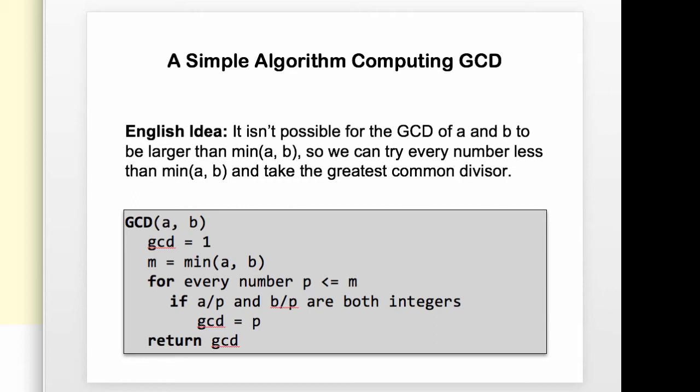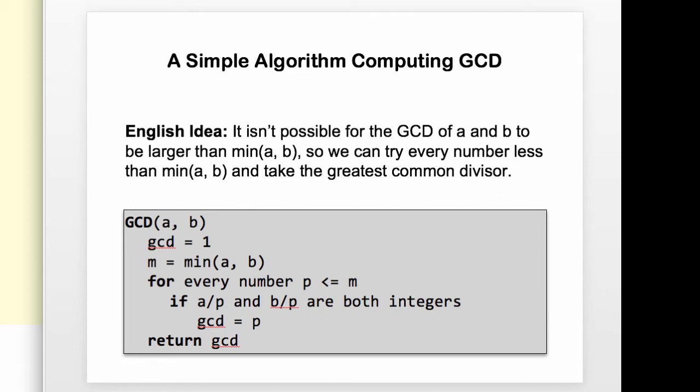So what we can do is simply try every number less than this minimum and take the greatest common divisor that we find. Okay, so we might have a function GCD that takes input a and b. It sets a GCD variable equal to 1. It sets m equal to the minimum of the two input variables.